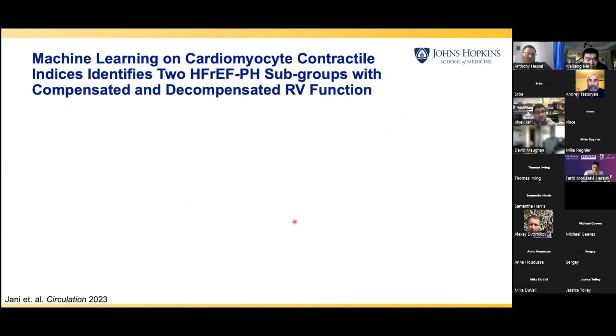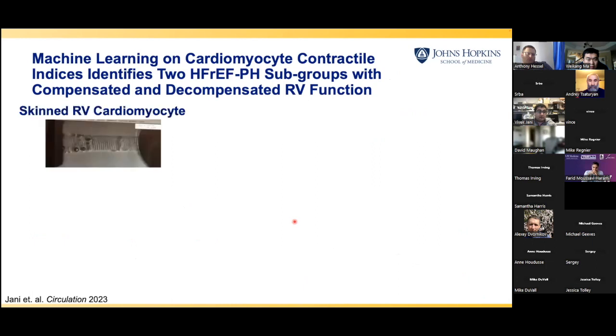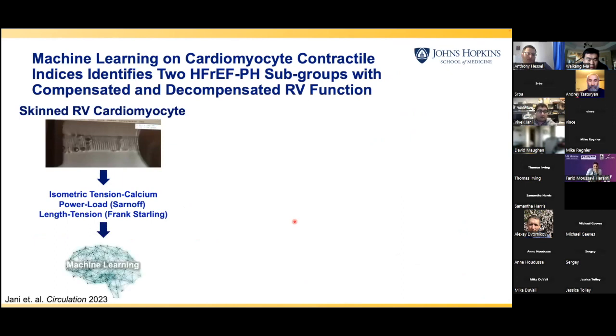What we did is we isolated skinned right ventricular cardiomyocytes, one of which is shown here, and we acquired standard contractile indices of cardiomyocyte function, specifically the isometric tension-calcium relationship, the power-load relationship, or the Sarnoff relationship, and then the length-tension or Frank-Starling relationship, also known as length-dependent activation. We acquired these from all myocytes from all patients, and we put all the data into a machine learning model. And we then asked, what does the machine learning model tell us?